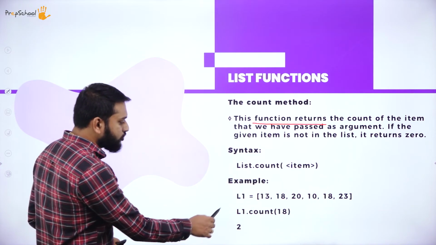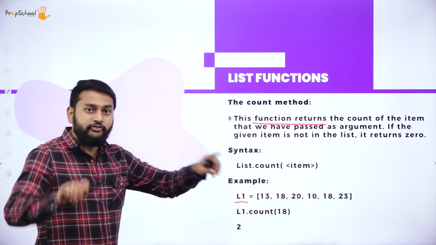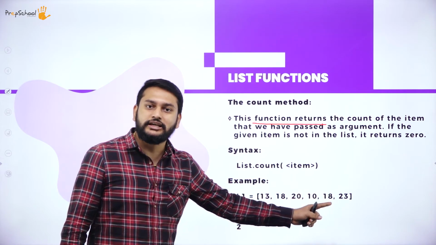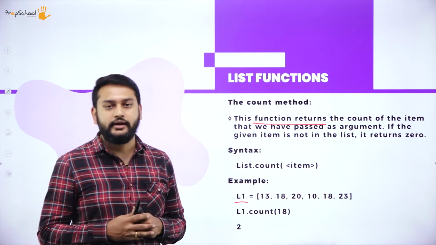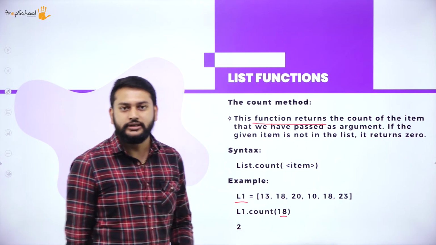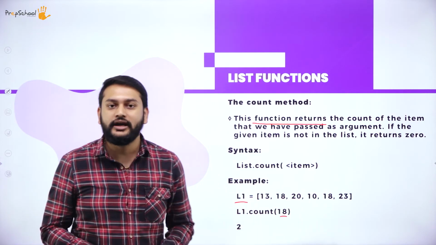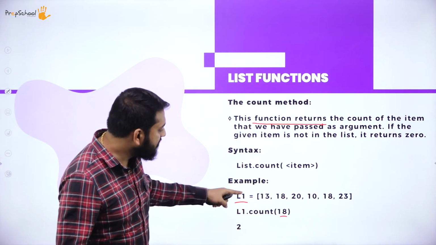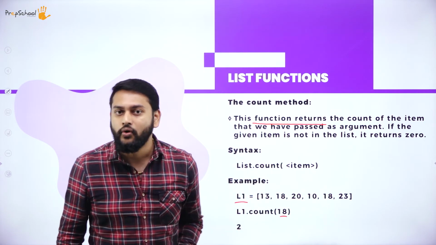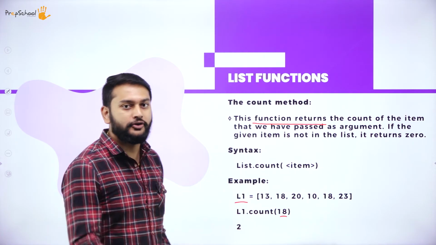Suppose, imagine, this is my list. So guys, L1 dot count of 18. How many times 18 is present in the list is the answer you will get. Whatever I pass inside the count method, I will call it an argument. Suppose that value is not there in the list, so what will happen? It will just return 0. It will just return 0, is what you need to understand with respect to count.